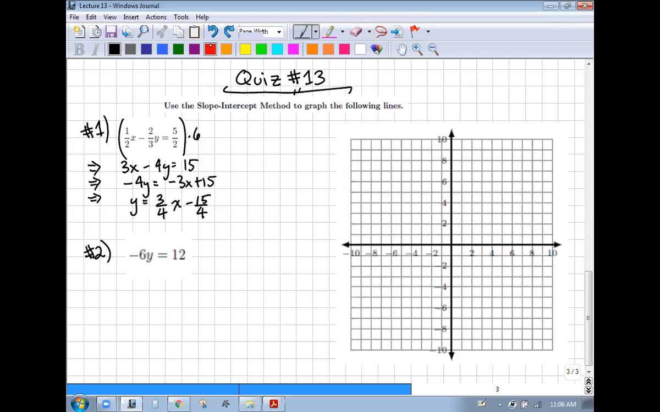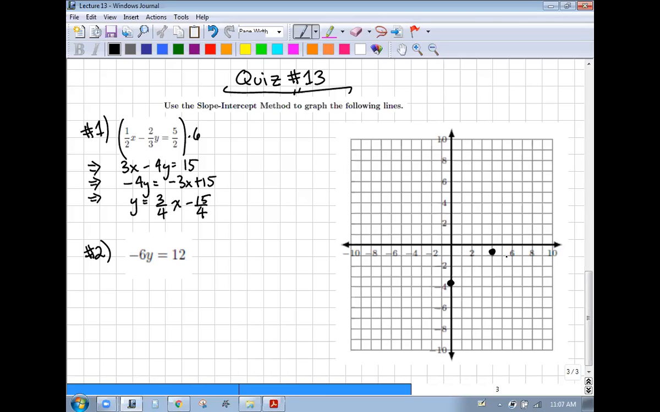So what is that? 15/4. 4 goes into 15 three times, that'd be 3 3/4. Is that right? 3 times 4 is 12, and then another 3/4. So -3 and 3/4. So we go down 3 3/4, right about there. Our slope is 3/4. So for every 3 we go up, we go 4 to the right. So if I go up 1, 2, 3, and then go to the right 1, 2, 3, 4, that puts us right here.